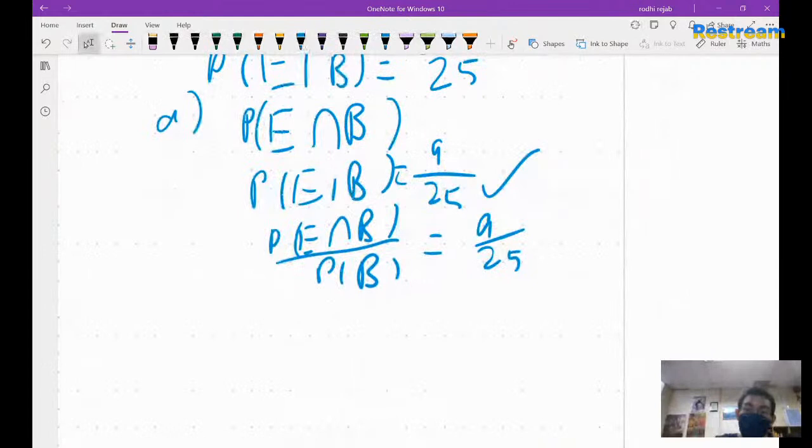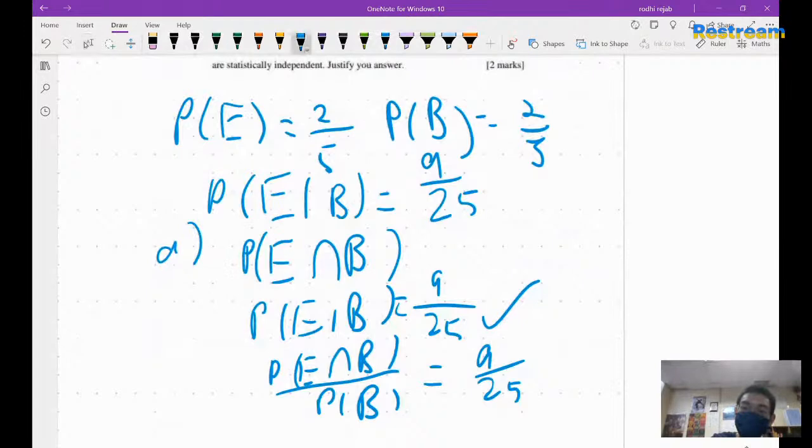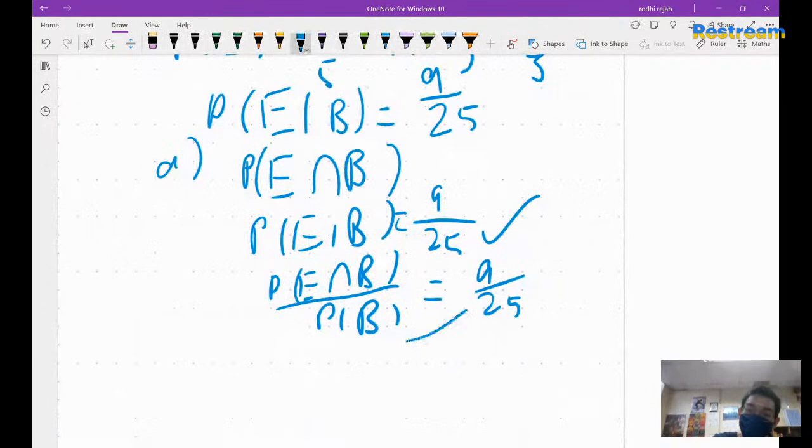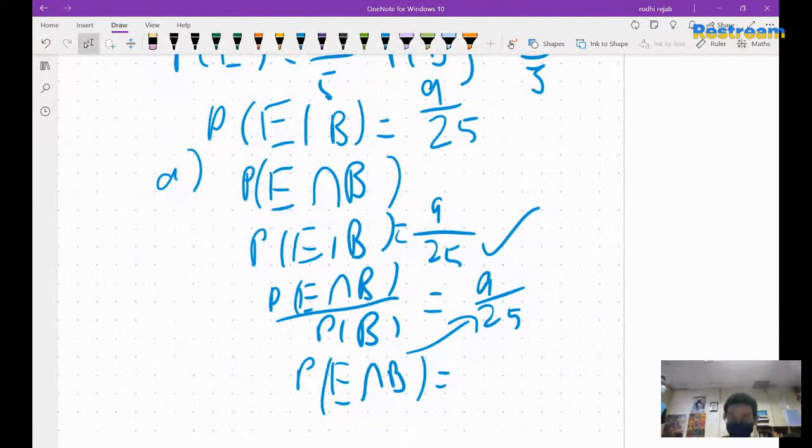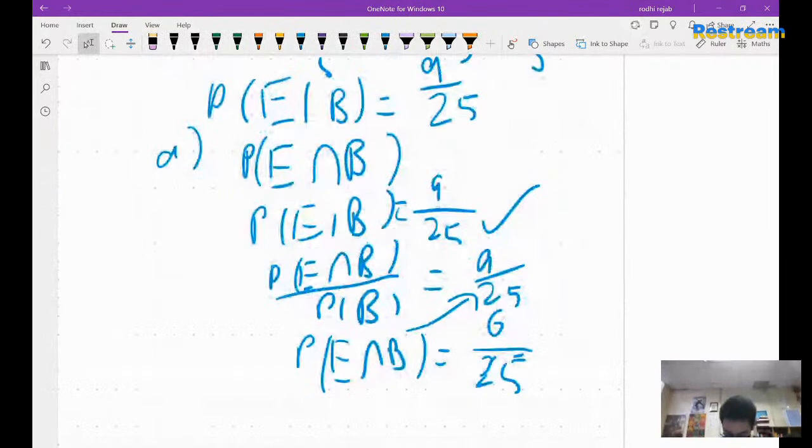And so we also have P(B). Coincidentally, we have P(B) here, which is 2 over 3. So let's just sub and cross multiply P(B) here. We should get P(E intersect B) as 9 over 25 times 2 over 3. You should get 6 over 25. At least that's what I got from pressing my calculator, unless I pressed wrong, which happens quite often, but I'm pretty sure this is correct.